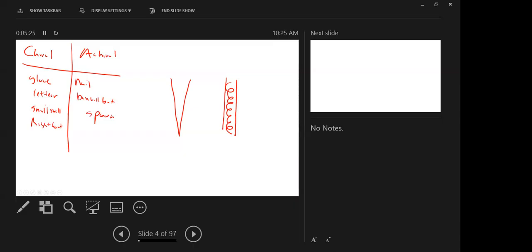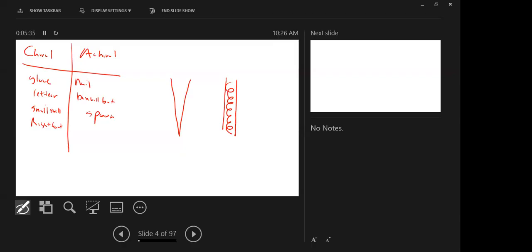All right, so we have chiral and achiral. So hopefully that answers that. Let's go on to question 3. That was question 3. I better write the question number here. We'll put it in this corner right here.